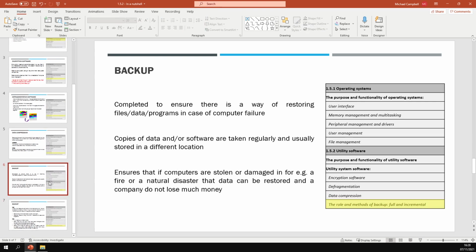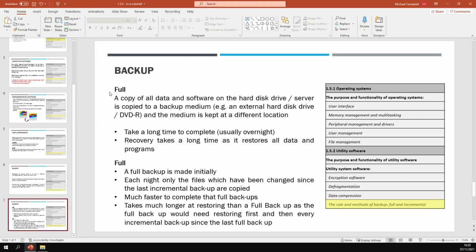So last but not least is backup. Why do you do a backup? Well, in case of computer failure, software, hard disk drives failing, solid state drives failing, they could be stolen or damaged, but a fire is a common one, or a natural disaster. If you're in a different country, you don't get many over here, but in America you get quite a lot of, and other countries, earthquakes. There are two types of backups that we're looking at, full and incremental.